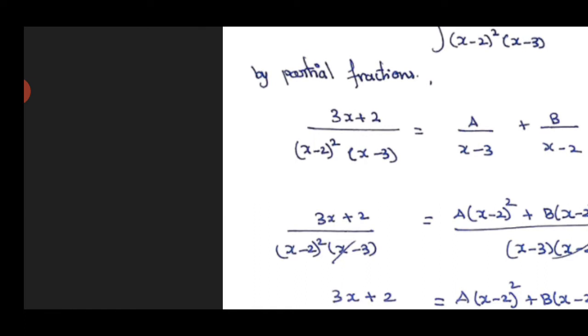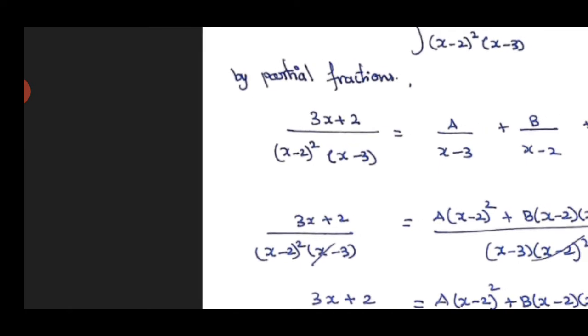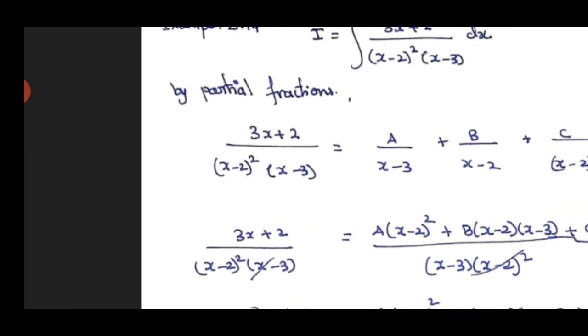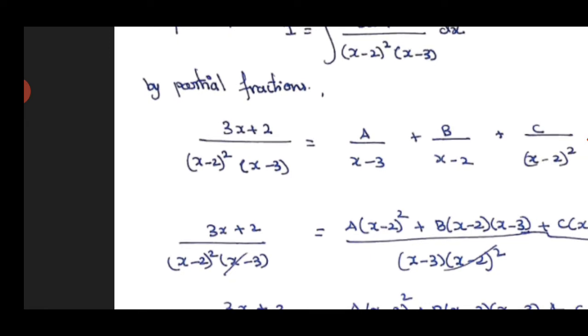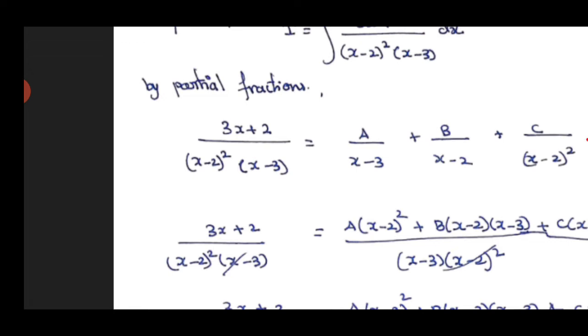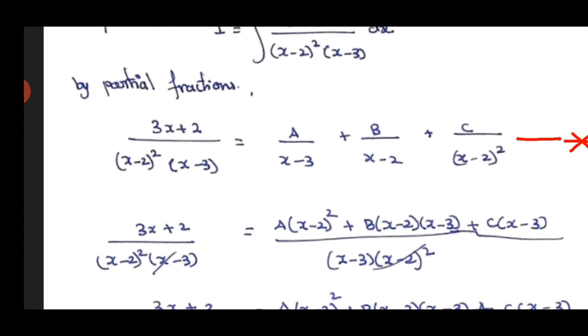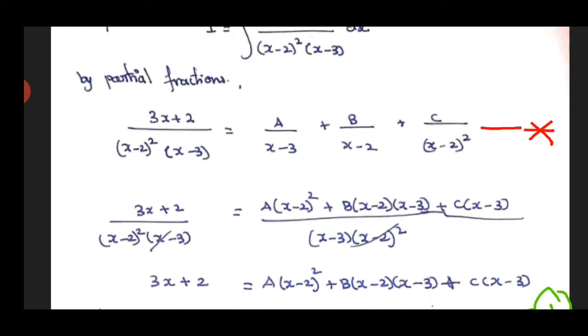So what we will be having? x minus 2 into x minus 3, that you multiply with the b in the numerator. Now c, focus on the right side c. C by what? x minus 2 the whole square. Now take this and cancel the left side's denominator. Now what will remain there? x minus 3, that you multiply with c. So now you got the LCM.